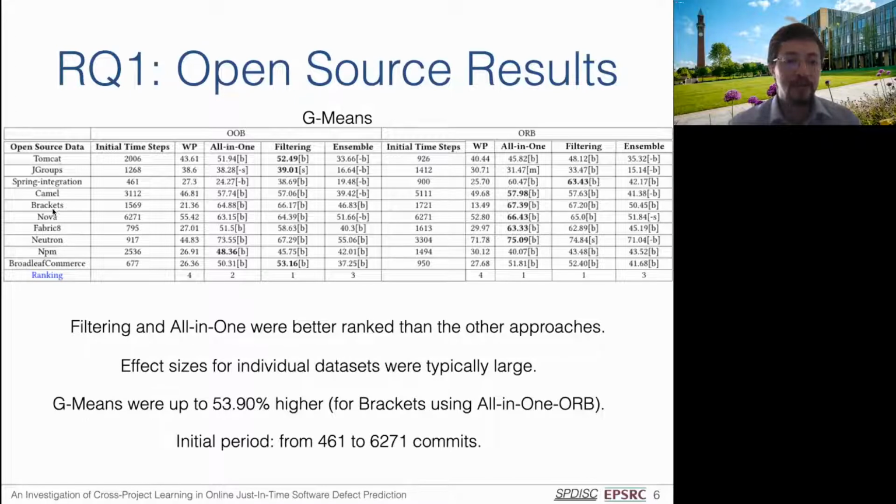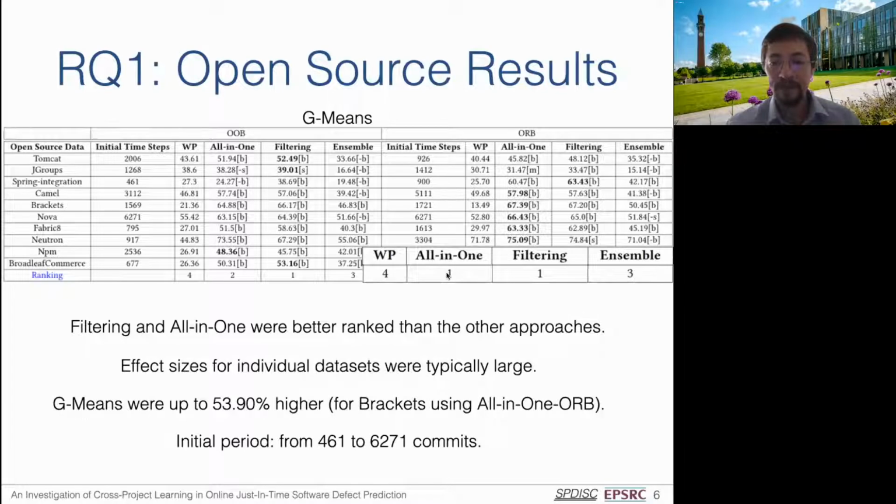And here we can see the G-means for 10 different open source software projects. In this last row here, we have the ranking of the approaches in terms of G-means across projects. And we can see here, basically, in summary, that the all-in-one and the filtering approach are better ranked than the other approach. And the within project approach actually obtained the worst rank. The effect size for individual data sets were typically large, and the G-means were up to 53.9% higher for the cross-project approach.